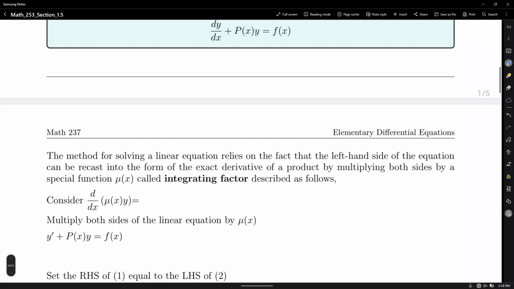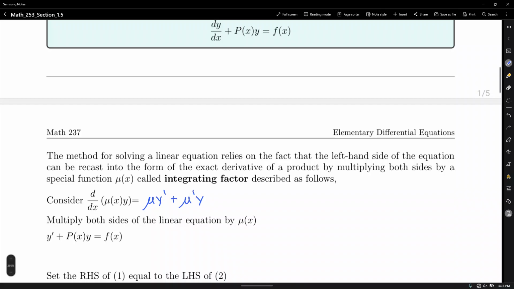So this is what we're going to do. We're going to come up with a new function that we'll call mu, the lowercase mu from the Greek alphabet, and that's going to be what we call the integrating factor, which again is the magic touch to turn a non-separable equation into a separable one. So consider this product. The derivative of this product is mu y prime plus mu prime y. That's just using the product rule.